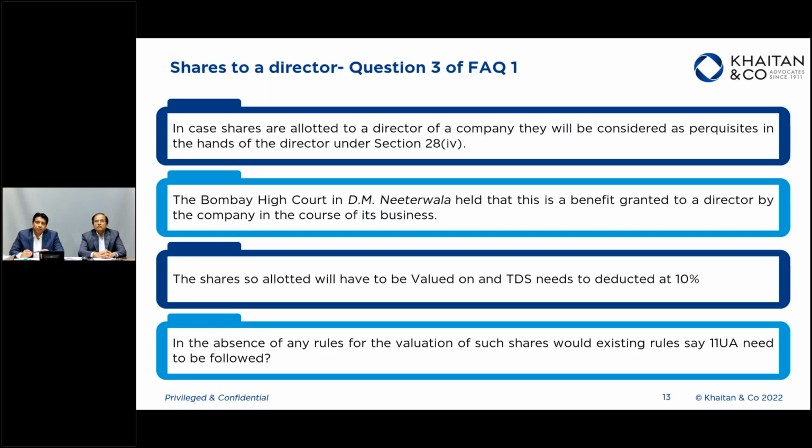Similarly, when we move on to the next slide, this is a question specifically on shares to directors, as we alluded to. Again, a similar position. What they are saying is a company allotting shares to its director for, say, a nominal price, or without getting any consideration for the same, is taxable as a benefit accruing to the director. The shares will need to be valued, of course, unless there is another guideline today, probably under 11UA, and then the same will need to be considered for deduction. And yeah, that's what it is.